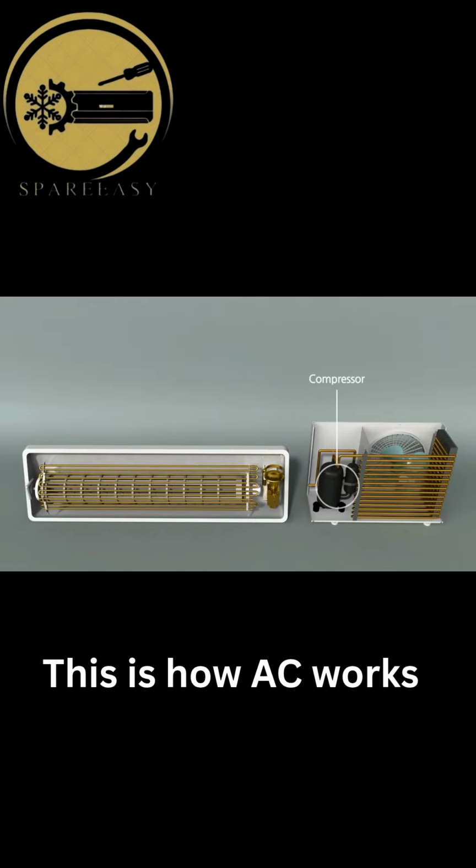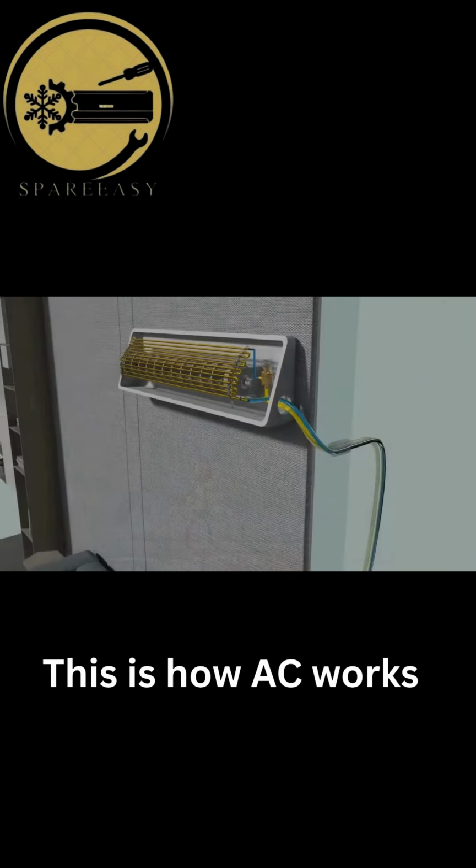The compressor and condenser are built inside the outdoor unit of an air conditioner. The evaporator and expansion valve are built within the indoor unit. These are the mechanical components of an air conditioner. In the evaporator, refrigerant absorbs heat and is evaporated as gas.